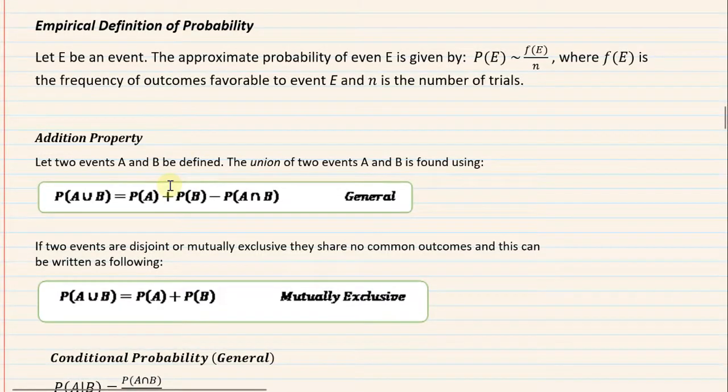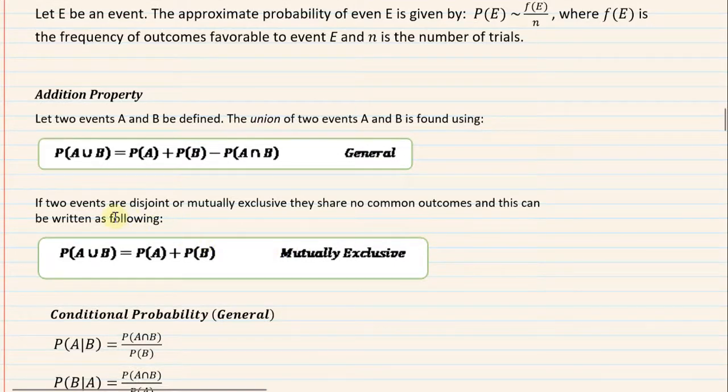First is the addition probability. How do probabilities add? If you have 2 events, the probability of A or B, this is the union symbol here. That means or. So the probability of A or B is given by the probability of A plus the probability of B minus their intersection. The intersection translates into an AND statement, minus the probability of A and B happening. This is called the general addition rule.